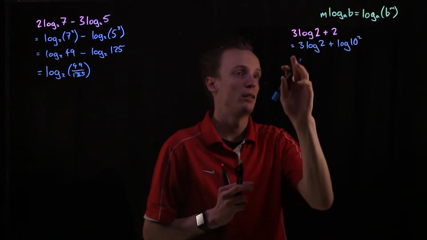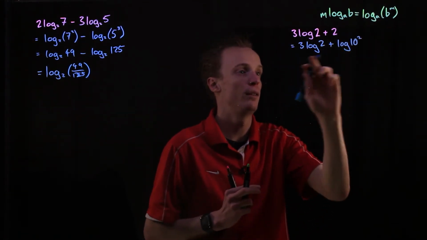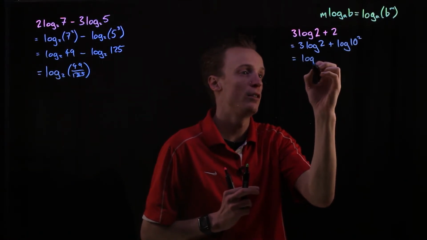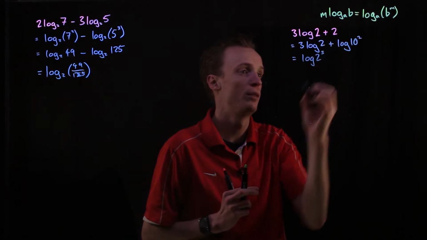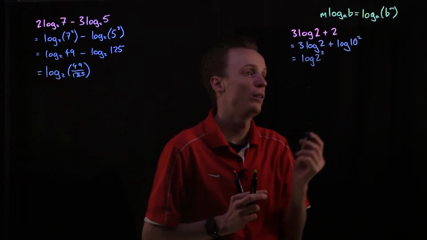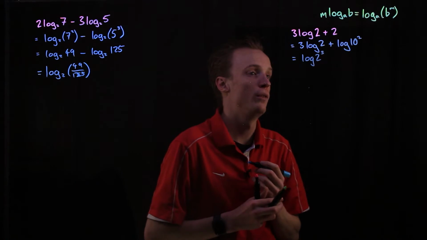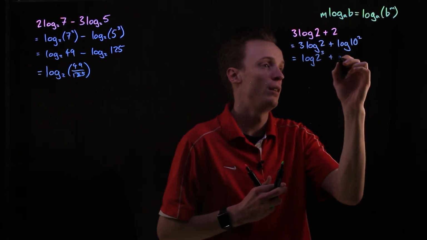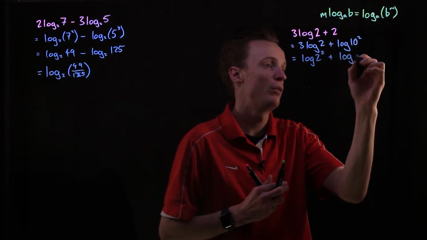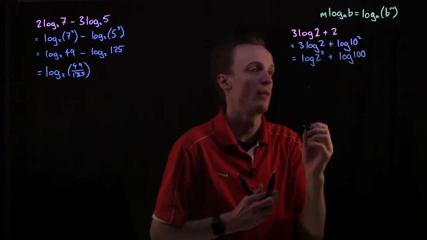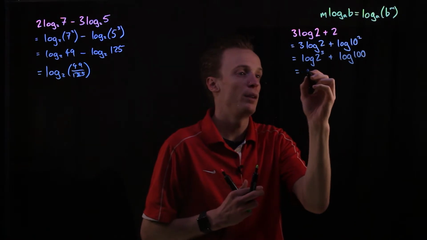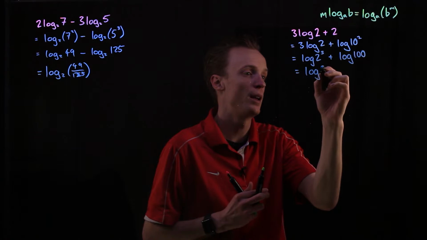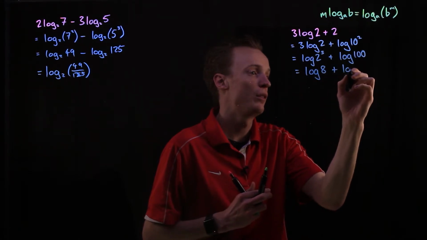And let's now apply this law here to this first term. So this will be the equivalent of log base 10 of 2 cubed. And over here, we've got log base 10 of 10 squared, which is 100, adding with log of 100. So evaluating this will be log base 10 of 8, adding with the log of 100.